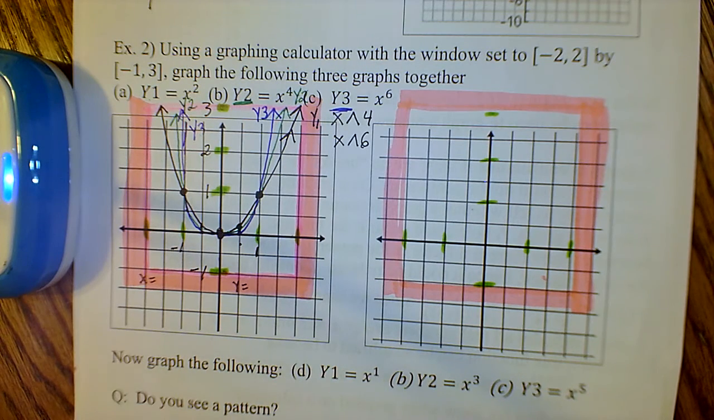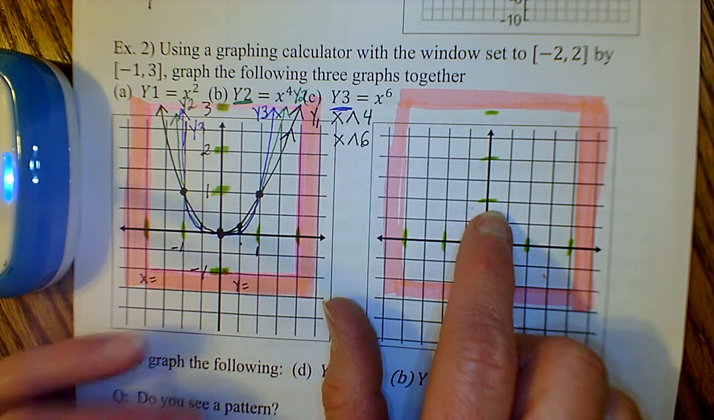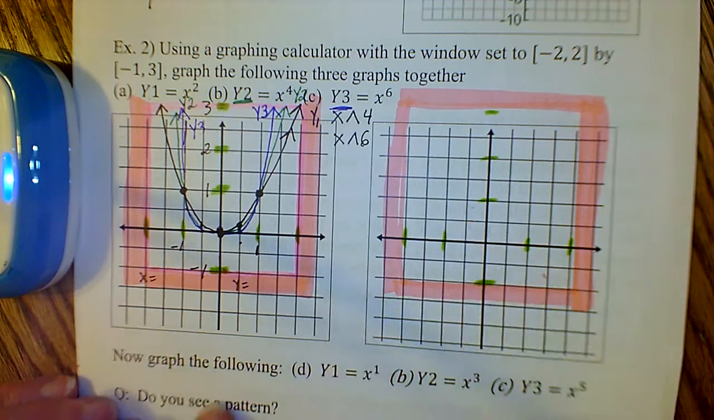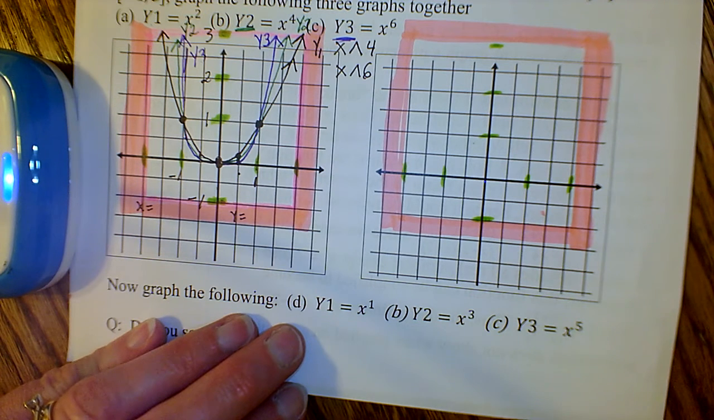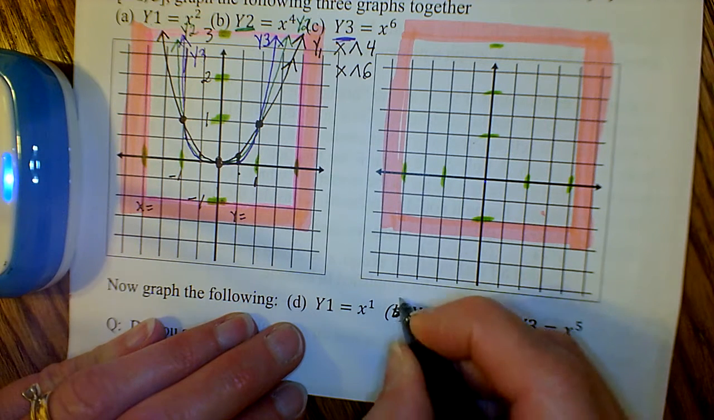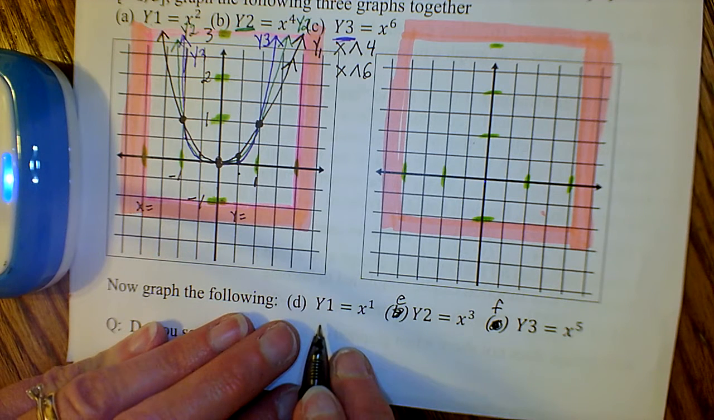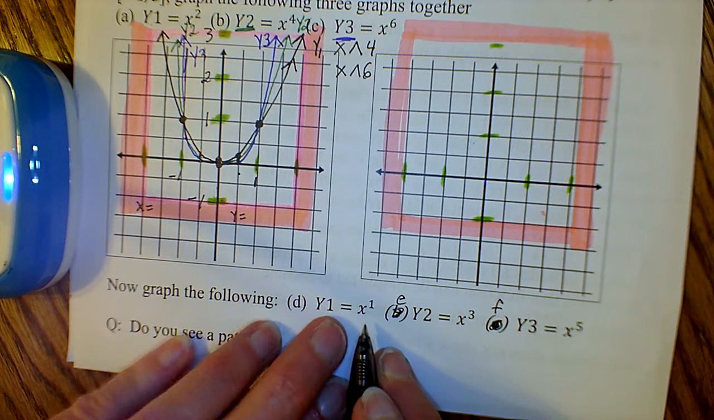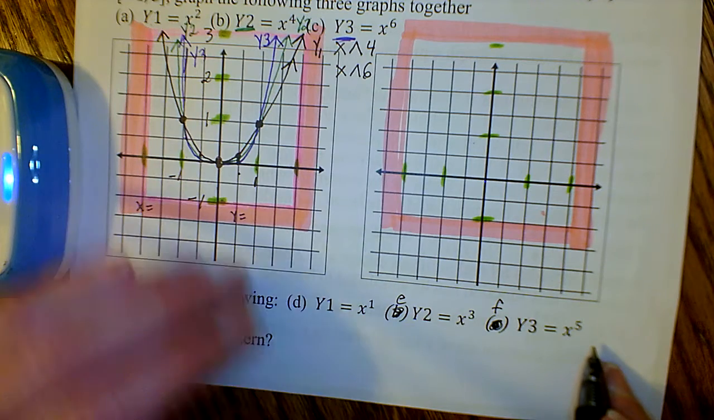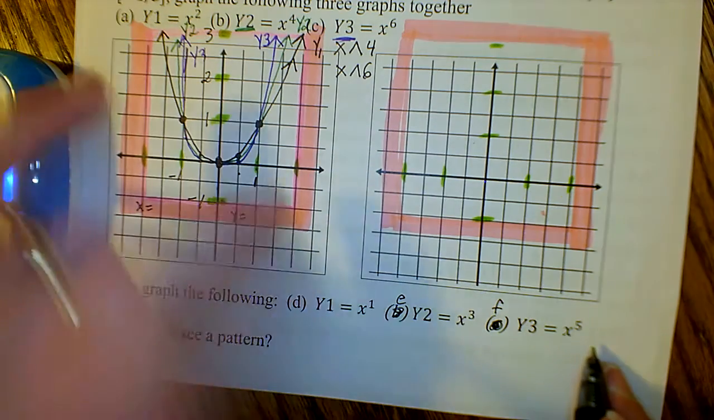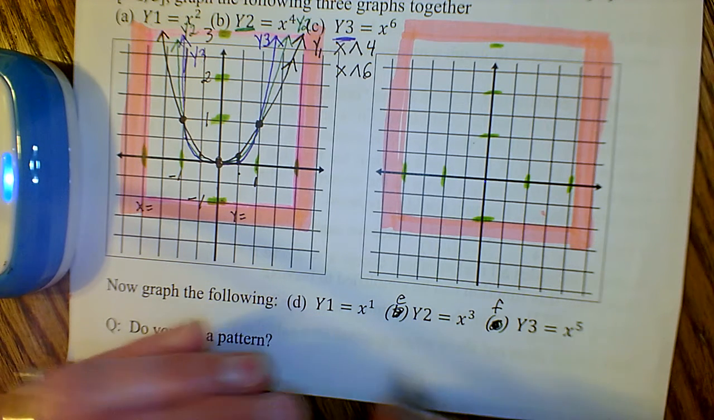So now if we were to attempt to graph the other lines over here, down below, it says now graph for D and that should have been E, and that should have been F. So there's some little typos right there, D, E, and F. If we were to attempt to graph x1, y1 is x1, y2 is x3, and y3 is x5. So now go back into your y equals and go in there and change each one of them. You're going to have to erase the first one to make it just x.